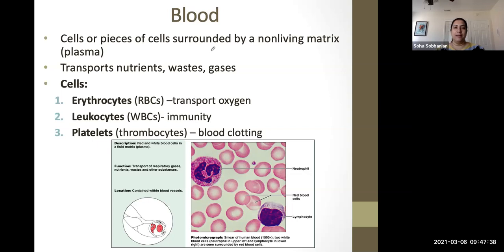Now, what do you need to know for blood? The most important thing you need to know is there are three types of cells: red blood cells or erythrocytes, white blood cells or leukocytes, and then thrombocytes or platelets. What is the job of your red blood cell? Red blood cells are responsible for transporting oxygen. Leukocytes or white blood cells are responsible for your defense or immunity. And then platelets are responsible for blood clotting. So if you cut yourself, what stops you from bleeding to death is your platelets. If a person has a low platelet count, that basically means they might be more susceptible to severe bleeding.